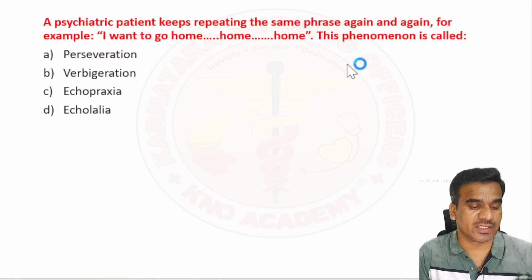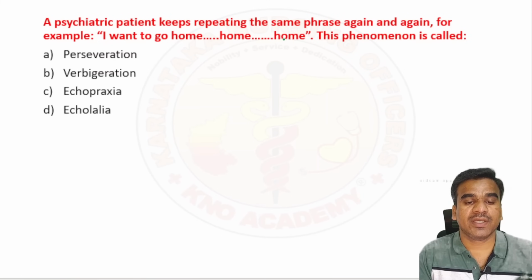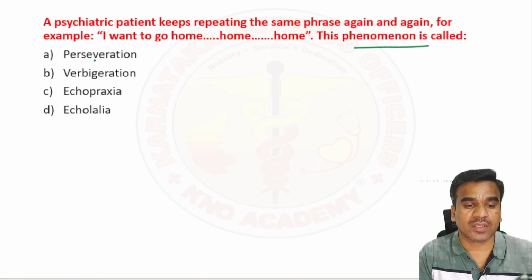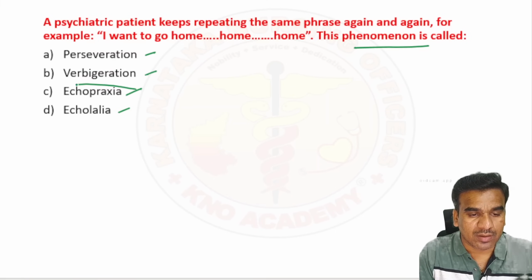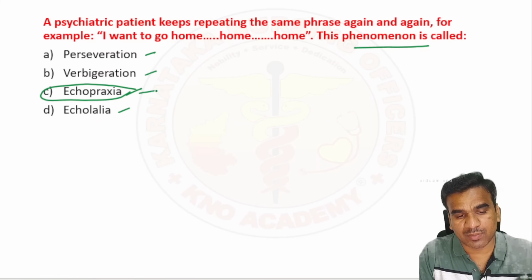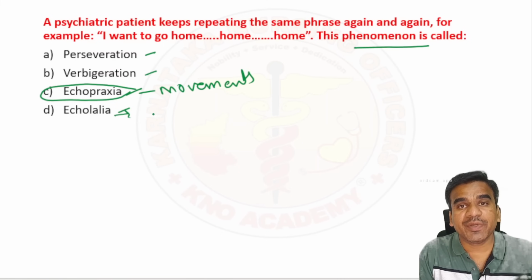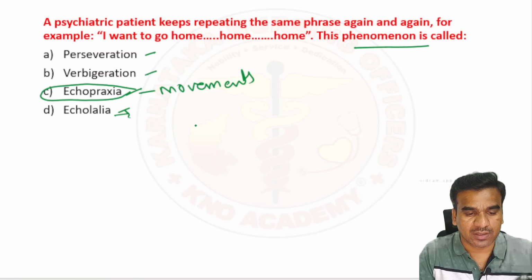And the next question is, the psychiatric patient repeating the same phrase again and again, for example, I want to go home, home, home. This phenomenon is called: option A perseveration, option B verbigeration, echopraxia and echolalia. Echopraxia is the involuntary repetition or imitation of another person's movements. Echolalia is the repetition of words from the person opposite, that is, repetition of words.